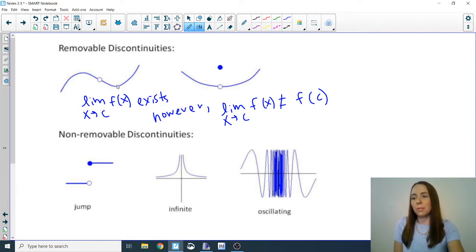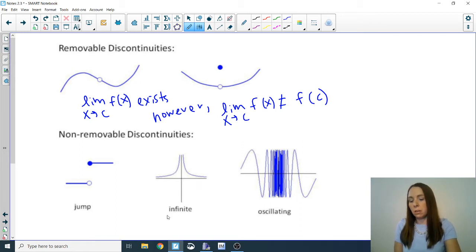Characteristic of a removable discontinuity is the limit as x approaches c of f of x exists. So you have a limit. However, the limit value does not match the function value, and that is how you can show that you have a removable discontinuity. Non-removable discontinuities, there's two in particular that we're going to focus on. That would be a jump discontinuity or an infinite discontinuity.